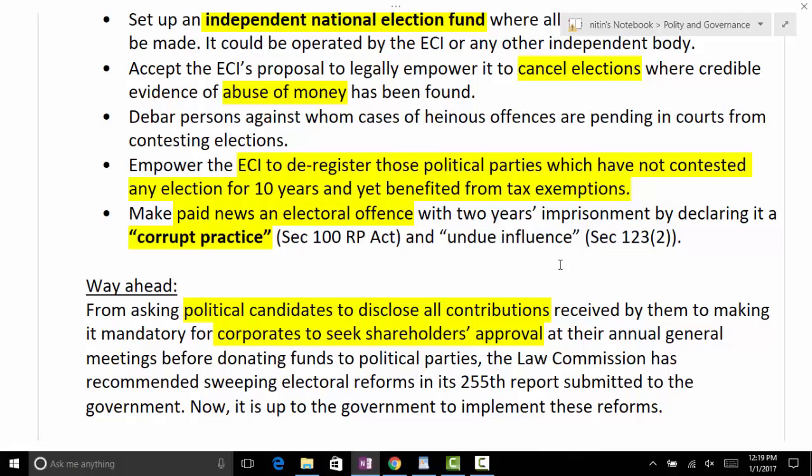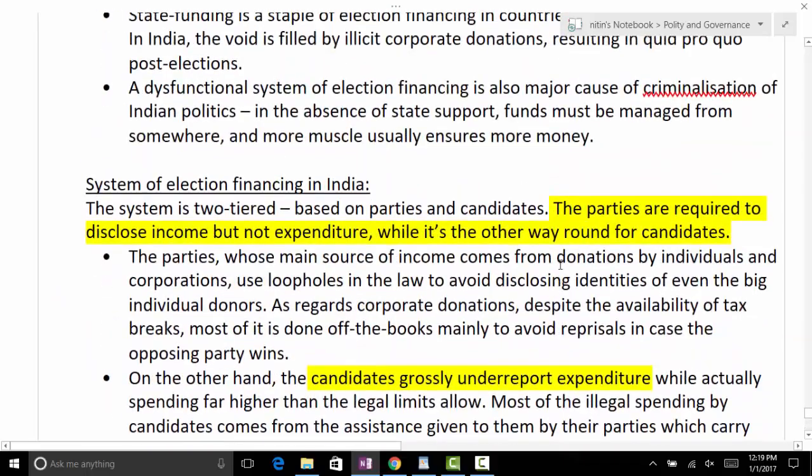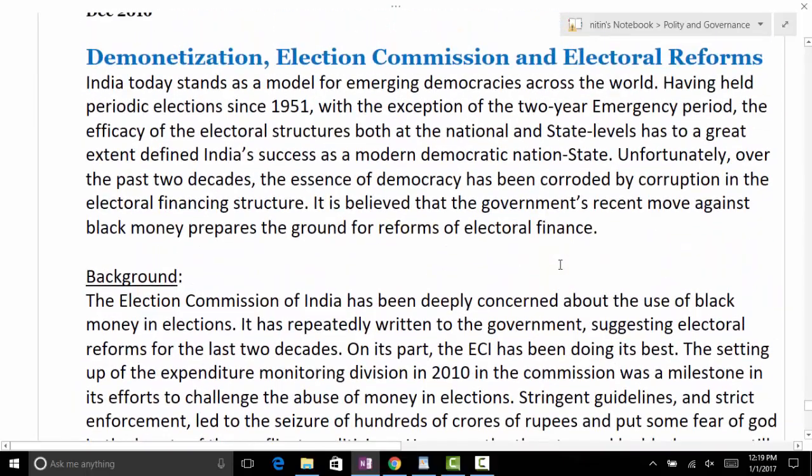Then paid news to be made an electoral offense. It is another recommendation. So read the major points of this article quickly.